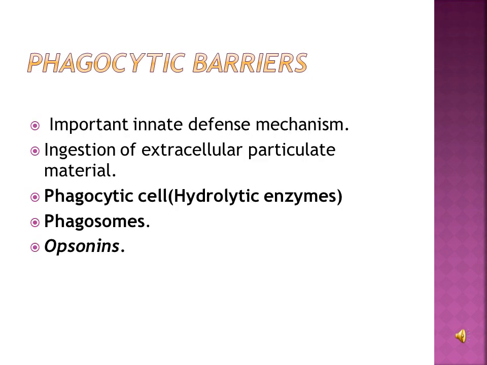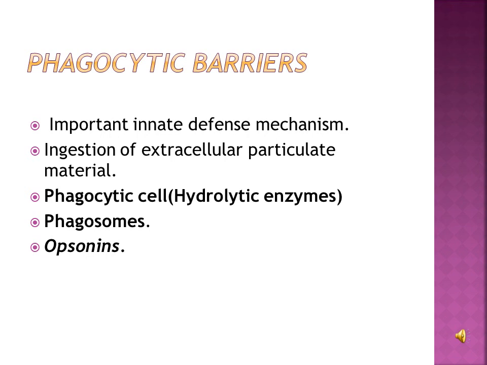The third important innate defense mechanism is the phagocytic barrier. Now, what is this phagocytic barrier? The phagocytic barrier basically includes the process of phagocytosis. What is phagocytosis? Phagocytosis is a type of endocytosis whereby a cell engulfs a particle to form an internal compartment. That internal compartment is known as a phagosome. Within the phagosome, there is further degradation of the particle taken in by the phagocytic cell.